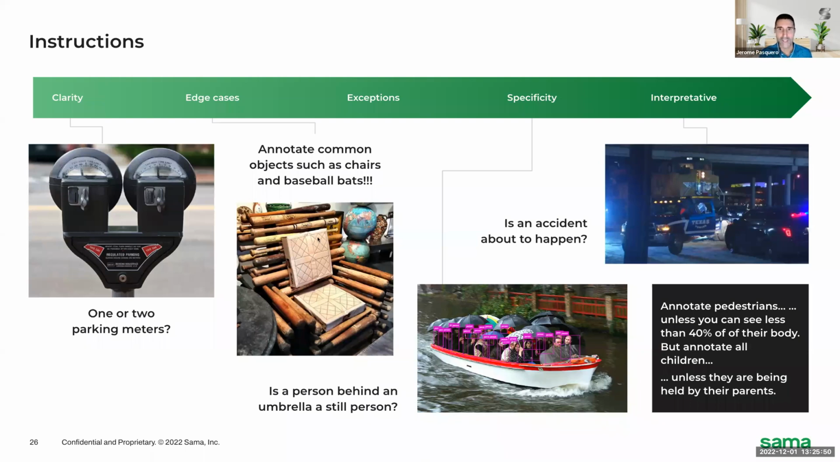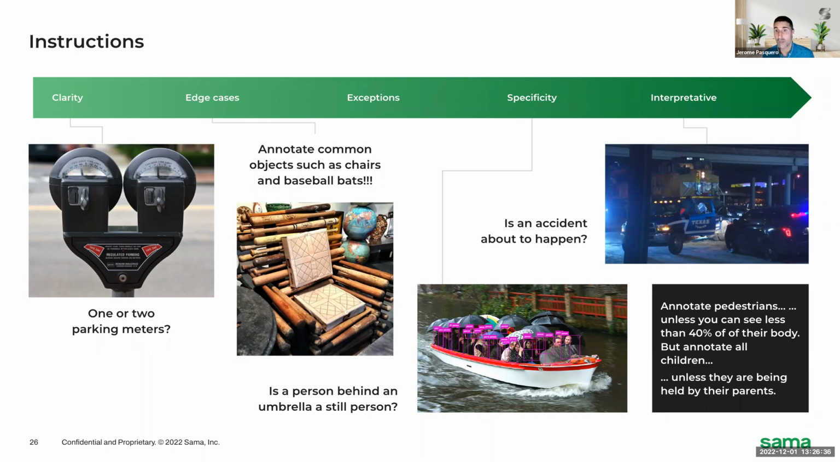Is it both? Where it gets a little trickier is with the specificity of the data. If you look at this image over here and I ask you to annotate people, well, I know there are people under these umbrellas, but do I annotate them? And then what do I annotate? Do I annotate just a person or the umbrella with the person, or do I let go? And then we also have cases where you have stuff like, annotate the pedestrians, unless you see less than 40% of their body, but then annotate all the children, but don't annotate the ones that are being held by their parents. So we tend to add levels of complexity over and over like a cake, and it just makes things a lot harder to manage with a really big workforce.